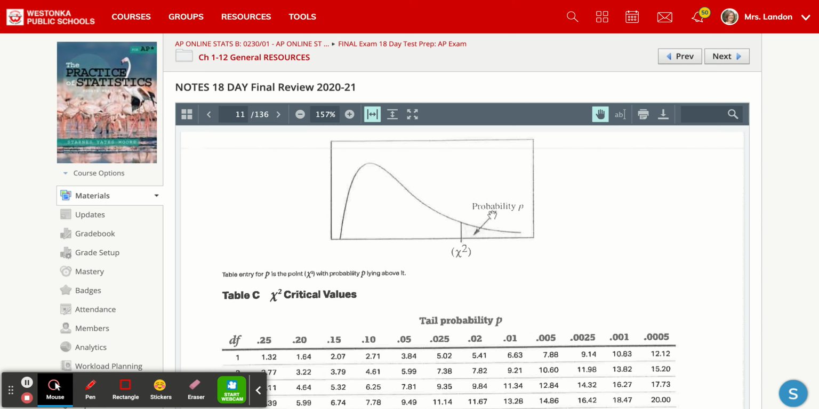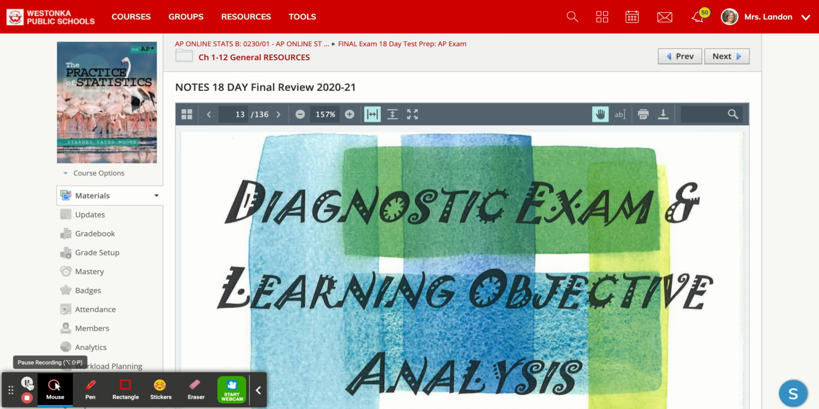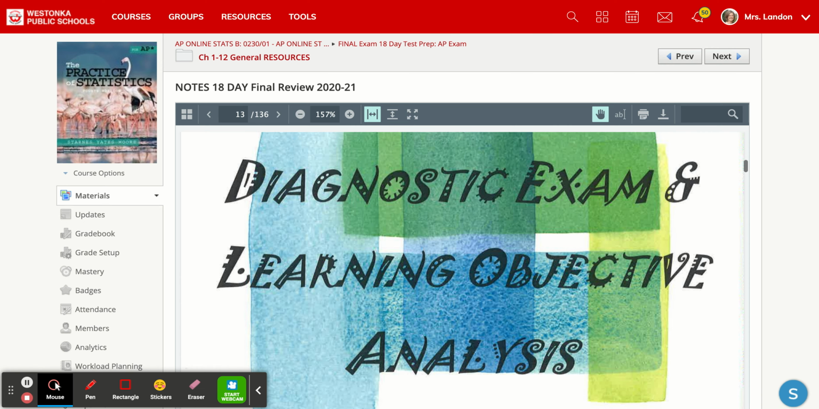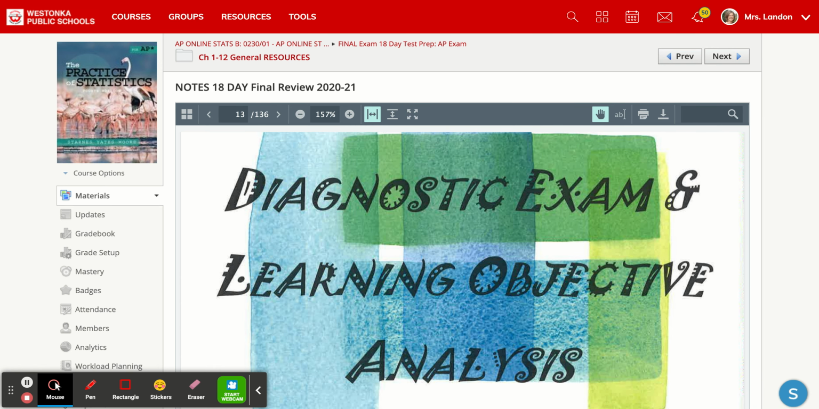This is the probability in the tail. That then leads us into our diagnostic. The diagnostic portion is 3 of the 18 days. And in this video, I just want to talk about day 1 and day 2. So the diagnostic exam is worth participation. You could butcher it and not do well and still get 100 points. So again, keep that in mind.